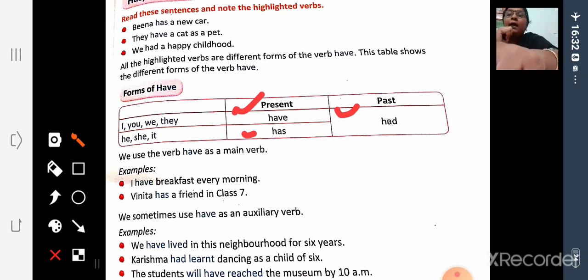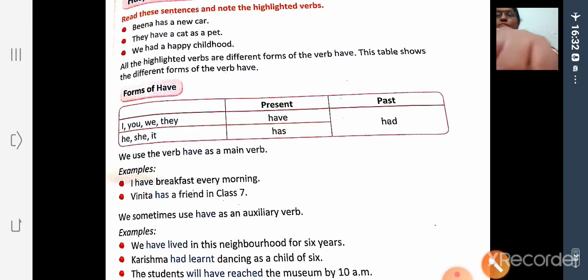Then we use the verb have as a main verb also. Sometimes we can use these have forms as a main verb. I have breakfast every morning. Here have is used as a main verb. Vinitha has a friend. Here has is used as a main verb. Sometimes we use have as an auxiliary verb, a helping verb, and sometimes as a main verb. Auxiliary verbs are used to help the main verb. Auxiliaries are otherwise called helping verbs.